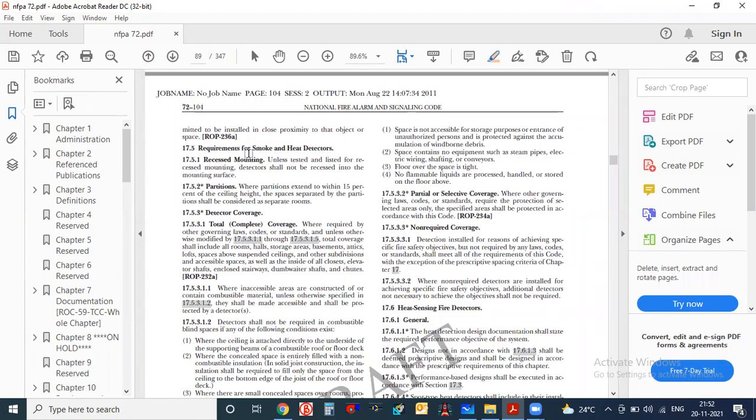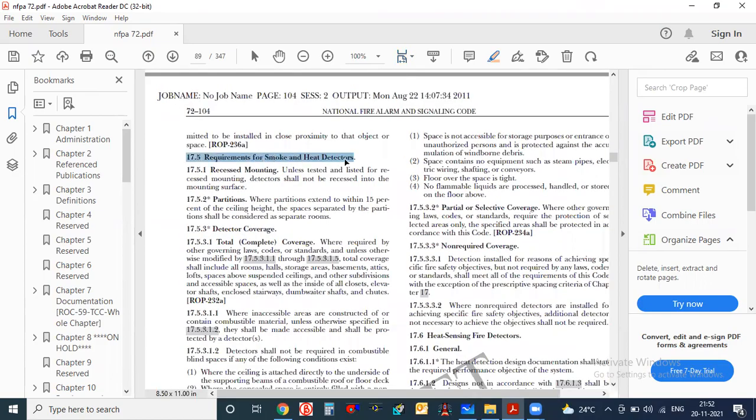Requirement for smoke and heat detectors. Now I think from here they have given the initiating devices, like for smoke and heat detectors, what is the detector coverage. Okay, I think these chapters are a little bit important here. What is the recess mounting, what is the partition, total coverage where required by other government unless otherwise modified, total coverage that includes all rooms and above as well inside.